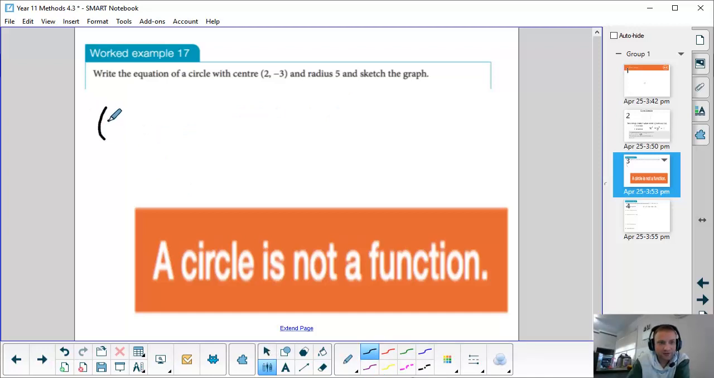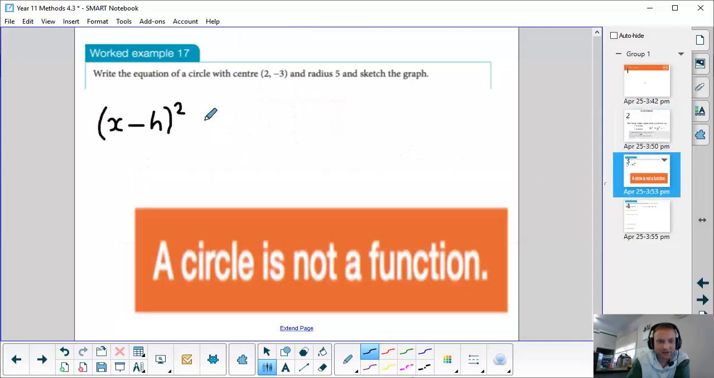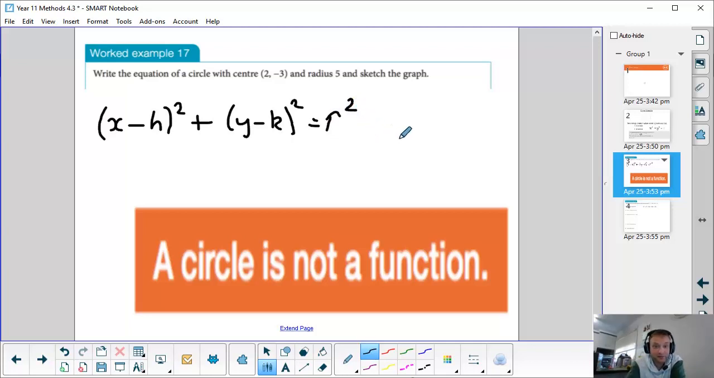So the basic form of the equation is x take away h squared. Okay, and the letter y has the letter k with it, right? So plus y take away k squared. And on the other side, we're going to have the radius squared. Okay, so it's good to write out the formula for it, because then we can substitute values into it.